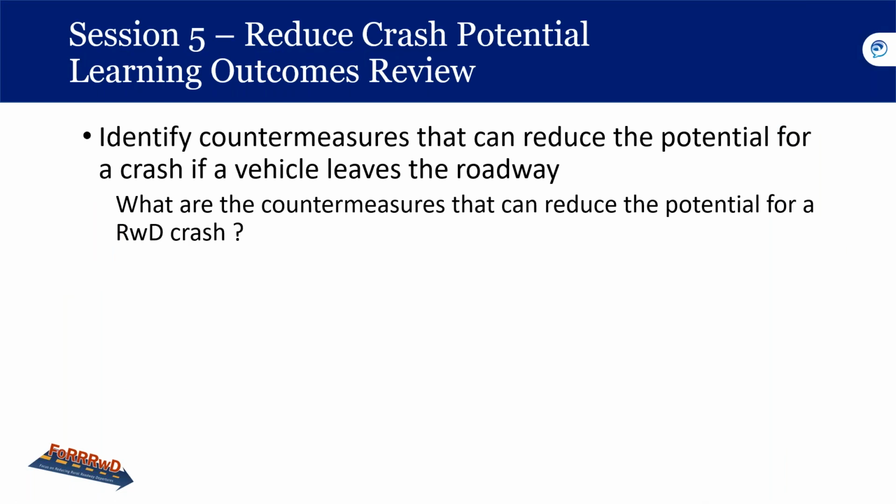Okay, so let's go over our session 5 learning outcomes review. We'll have you answer in the question box, right, Mike? Yes, the questions box is open. Okay, so what do we have here? It says identify countermeasures that can reduce the potential for a crash if a vehicle leaves the roadway. So what are the countermeasures that can reduce the potential for a roadway departure crash?